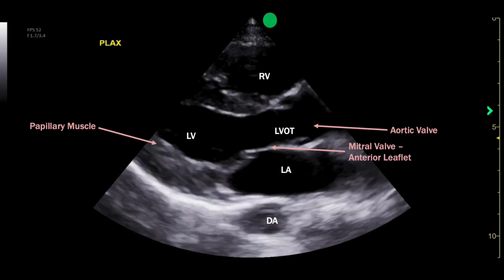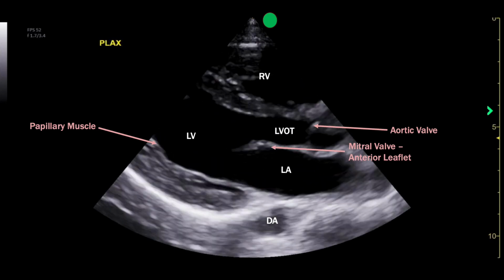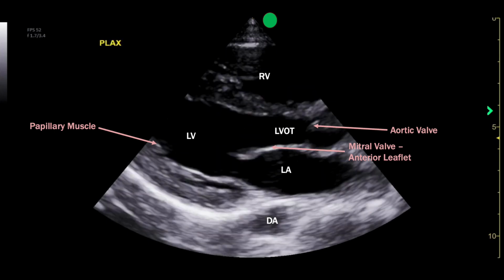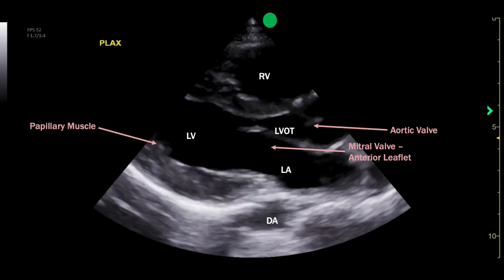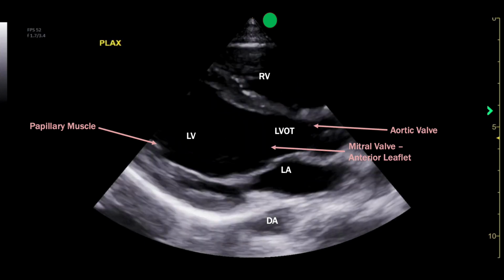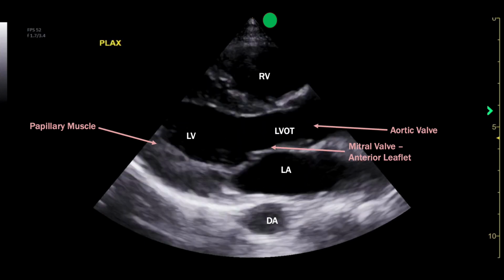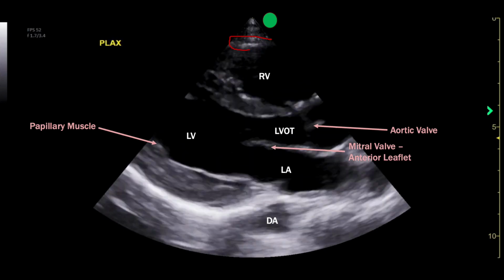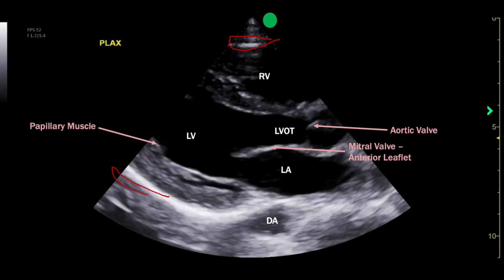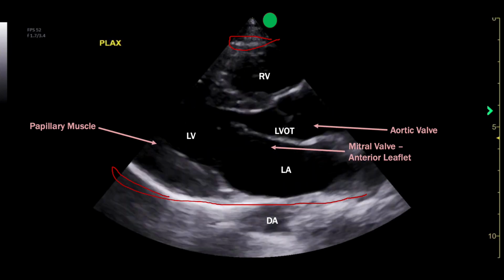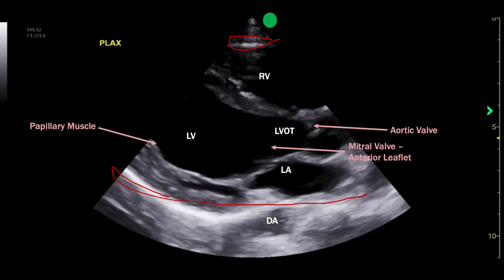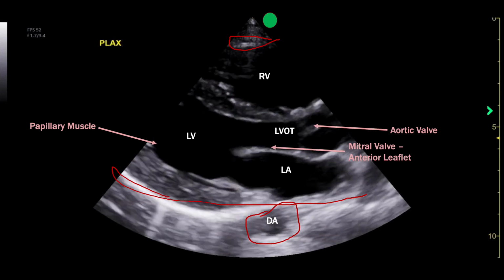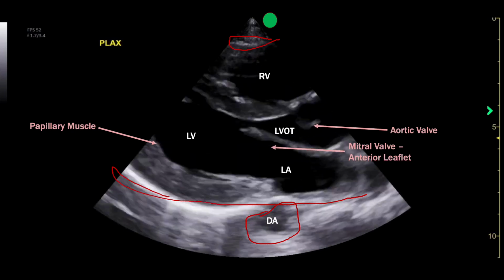If the right ventricle was to be about the same size as the left ventricle, then we can say that the right ventricle is moderately dilated. And if the right ventricle was bigger than the left ventricle, then we can say that the right ventricle is severely dilated. Lastly, we should also look for anechoic fluid representing pericardial effusion around the heart. So we can look for anechoic fluid here, and we can look for anechoic fluid back over here. And then again, my colleague is going to discuss in a separate video how we're going to use the descending aorta to differentiate between a pericardial effusion and a pleural effusion.